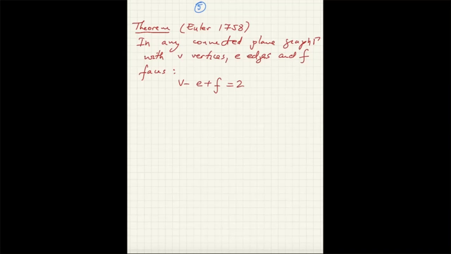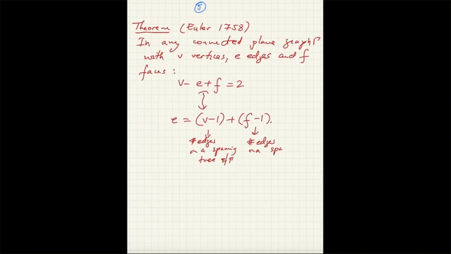Now, there are different ways you want to remember this. Perhaps the easiest one to remember is that you can rewrite it as e being v minus 1 plus f minus 1. And this is the number of edges in a spanning tree of gamma, and this is the number of edges in a spanning tree of gamma star. I'll come back to this in a little bit, but that's one way that you can remember it.